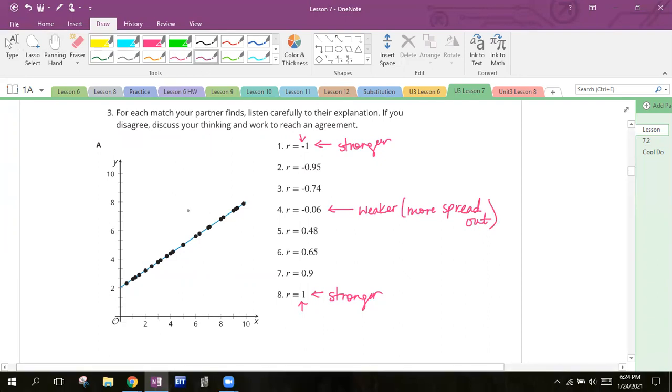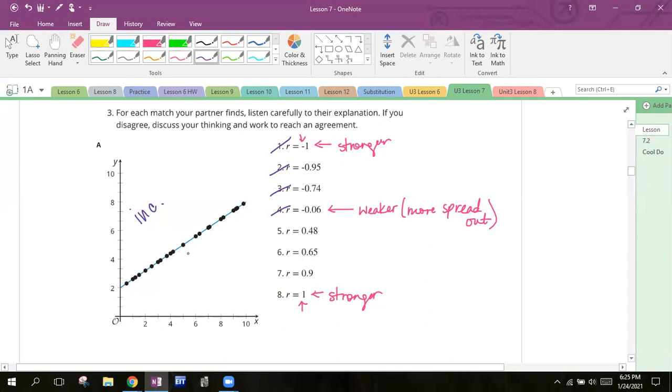The first thing I notice is that it's increasing. Since the slope is increasing, I know that my R value is going to be positive. So I can mark off this one, this one, this one, this, oh, just kidding. Mark off those 3 and that one. So it's going to be 5, 6, 7, or 8.